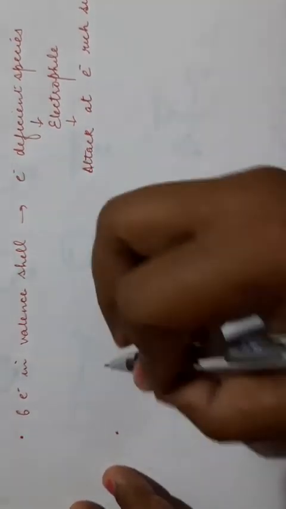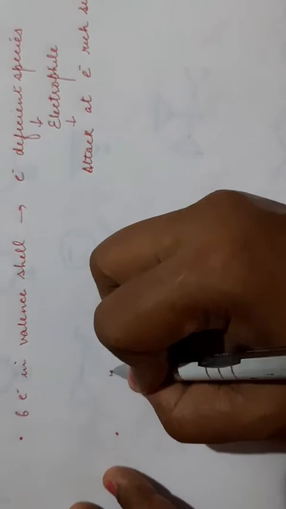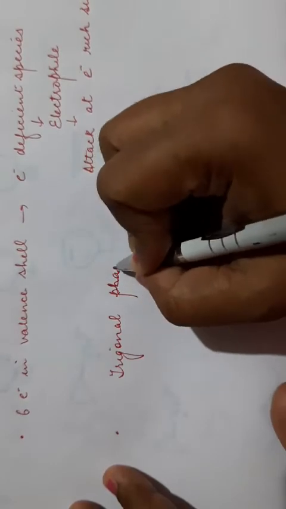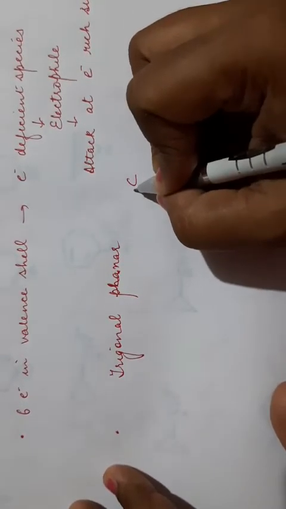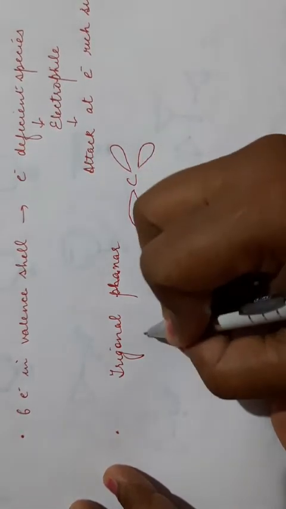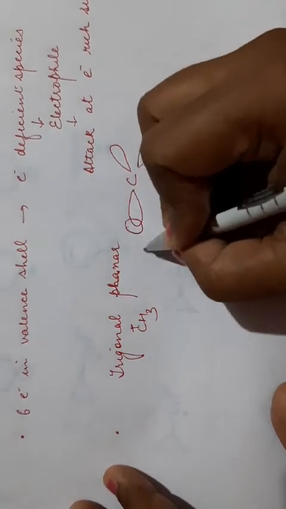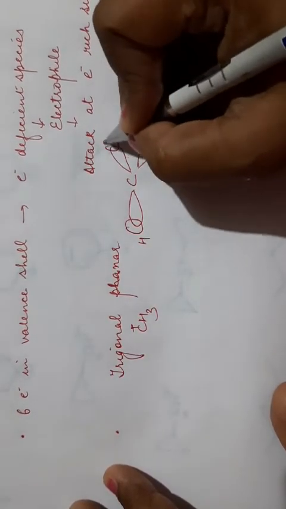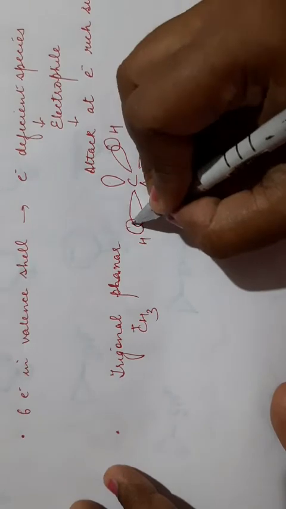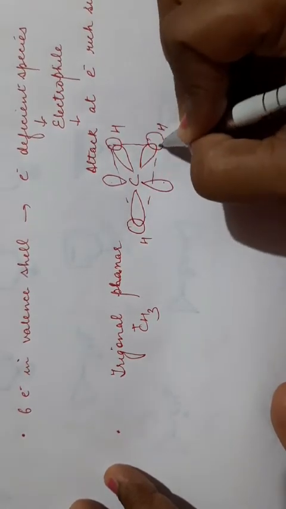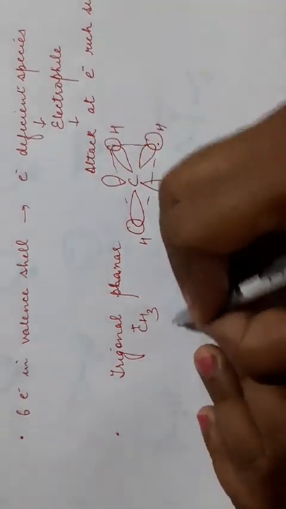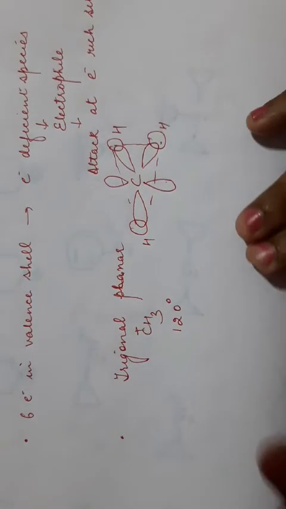Second, since they have 6 electrons and a positive charge, the shape is trigonal planar. Carbocations are trigonal planar in shape. This is carbon. It will form 3 bonds with, suppose here we have hydrogen. Suppose we are taking CH3 plus. Here it will form 3 sigma bonds with 3 hydrogen atoms, and one orbital will be unfilled. So it will have a vacant p orbital. This is in one plane, and this p orbital is perpendicular to this plane. So it has a trigonal planar shape with an angle of 120 degrees.